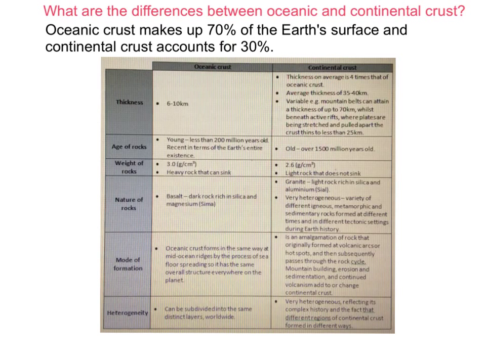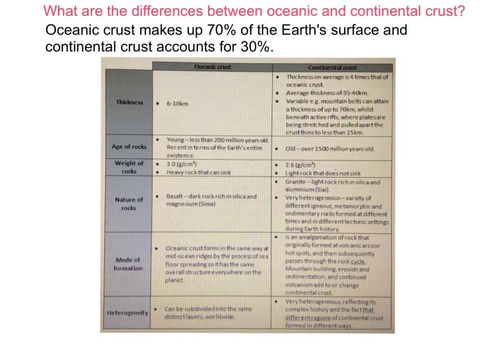The age of the rocks, again, the oceanic crust is younger. It's less than 200 million years old, whereas continental crust, because it's not so destroyed all the time repeatedly, is over 1500 million years old, and it's older than oceanic. The weight of the rock varies, so oceanic is heavier at 3.0 compared to 2.6. This means that oceanic crust is the rock that subducts when 2 plates meet.